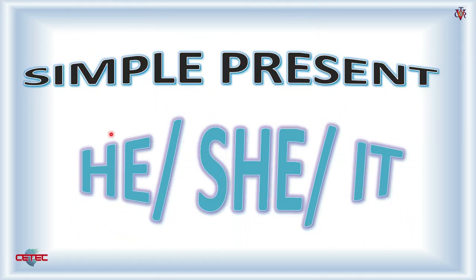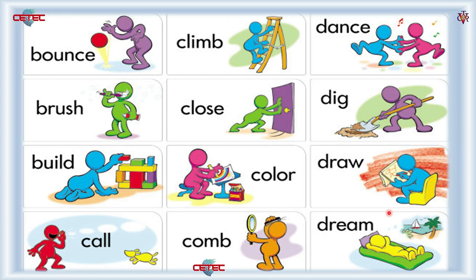Now, we're going to check simple present, but now we have to use the subjects he, she, it. Now, we have other verbs: bounce, climb, dance, dig, close, brush, build, color, draw, dream, come, call. All these verbs are in simple present. That means in the regular form.